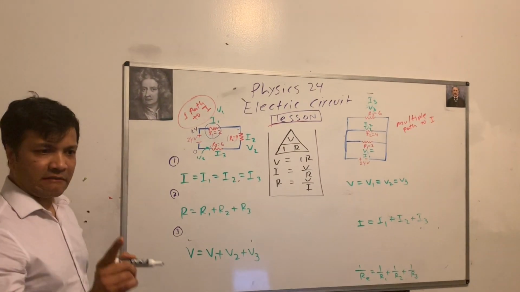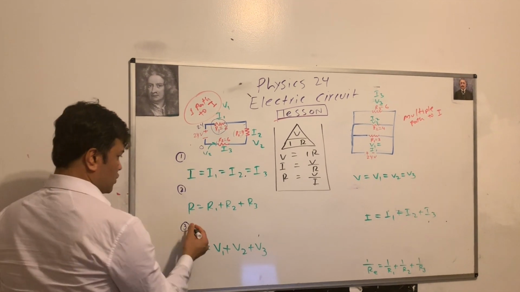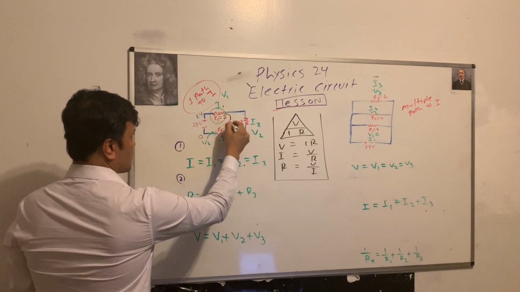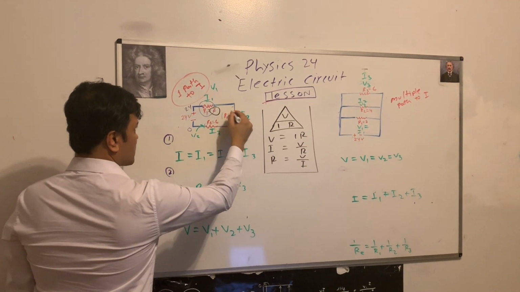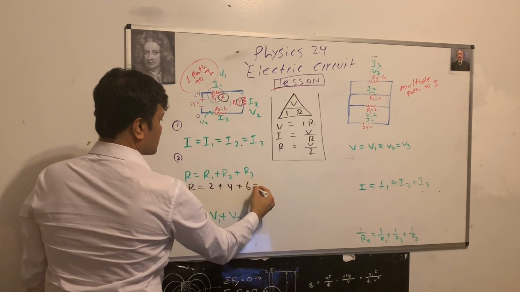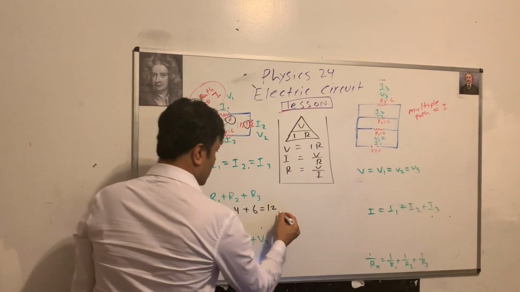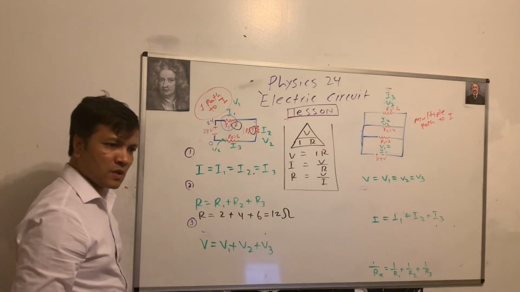Before we find the total current, let's find the total resistance. So what is the total resistance? 2 plus 4 plus 4 plus 6 is equal to 12. 12 what? 12 ohms.